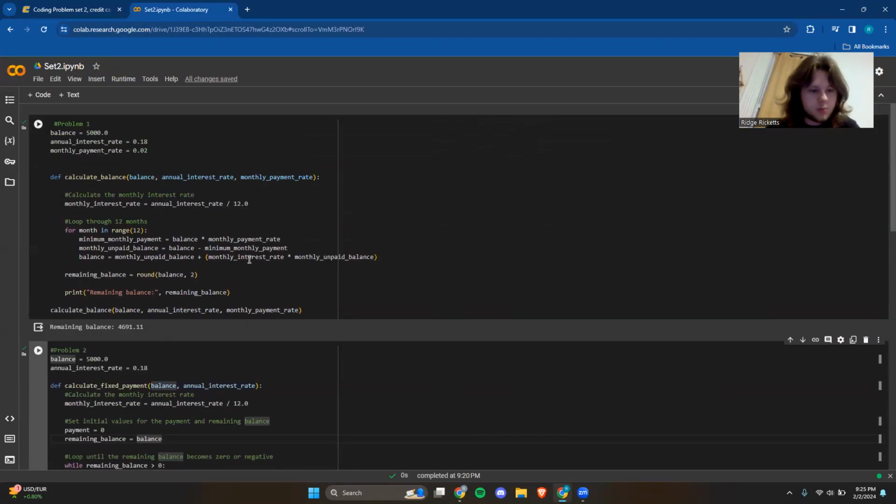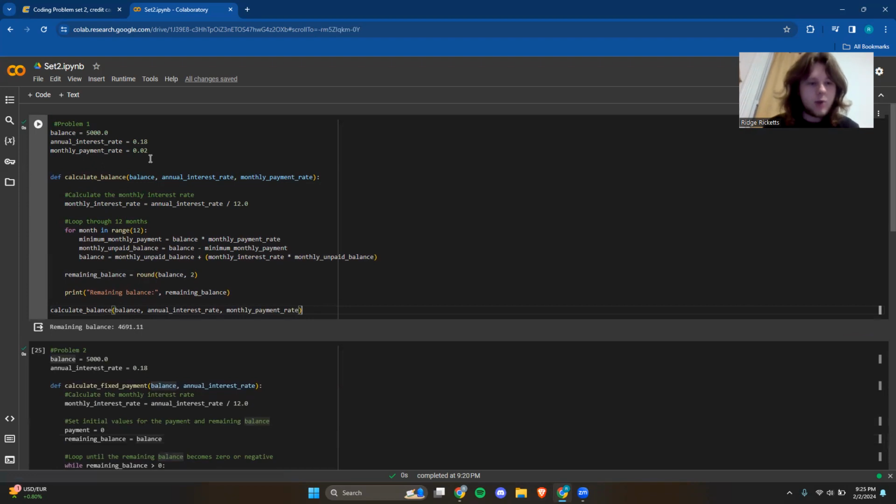So up here in problem 1, I went ahead and established my variables, the first thing I did before getting into defining the actual function itself, because this program simulates the credit card balance over 12 months, considering the monthly payments and the monthly interest rate, and prints the remaining balance at the end of the year. So we start up here by defining the function calculate balance. That's what we're going to use for it.